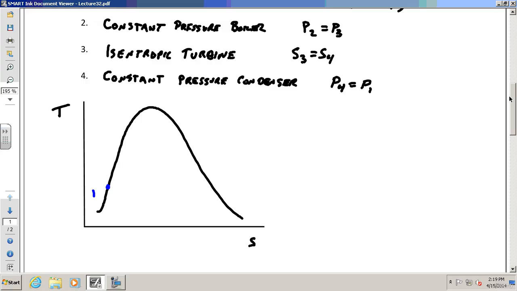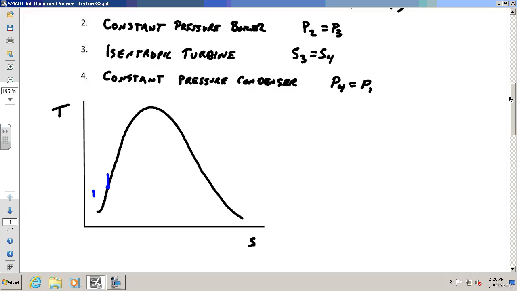The next thing you do is you pump it. Now, if you have saturated liquid and you're going to pressurize it, increase its pressure, then it has to be compressed liquid. That's the only thing you can do. So it's going to look like this.